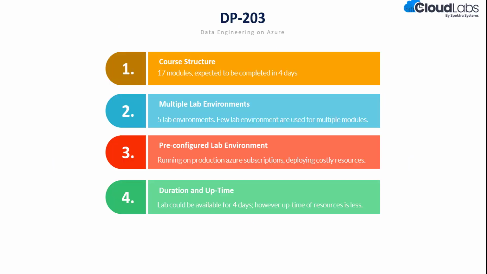The DP203 course labs provided by CloudLabs are divided into 17 modules. These 17 modules are as per Microsoft's official curriculum. Typically, these 17 modules are completed in 4 days. However, your course may have a different schedule. If that is the case, your instructor would notify you about the actual schedule for your training.